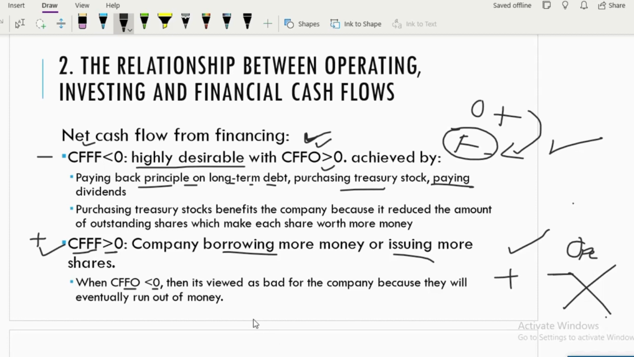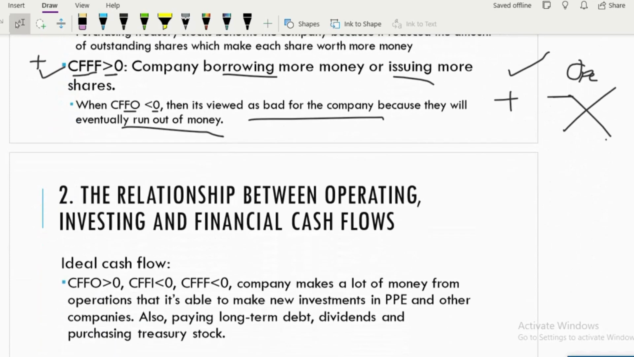So when your operating activities are negative and your CFF, your financing, is positive, meaning you are borrowing more, it's bad for the company because eventually you will have no money to pay for the liabilities as well. It's a weak indication. So creditors always look into your cash flow statement before granting you credit.